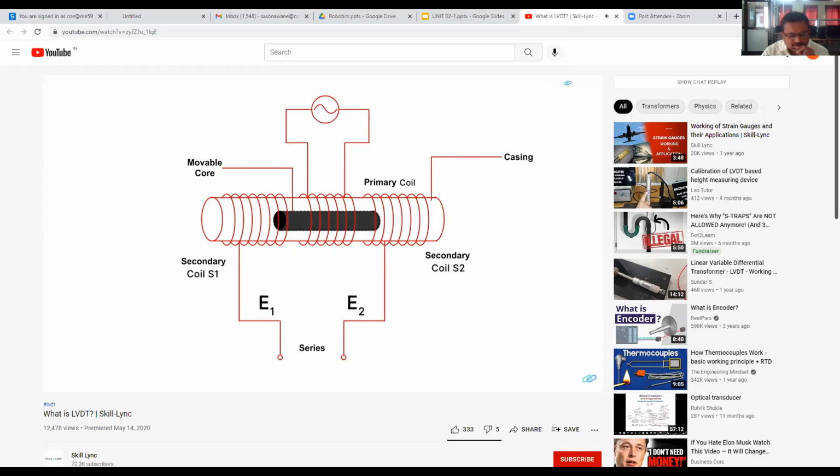As you can see in the animation, when the magnet is placed at the center of the cylinder, an equal amount of EMF is developed on either side of the secondary coil. Since there is no movement of the coil here, the net EMF is zero. This is called the null phase and is given by E out equals E1 minus E2 equals 0 volts.